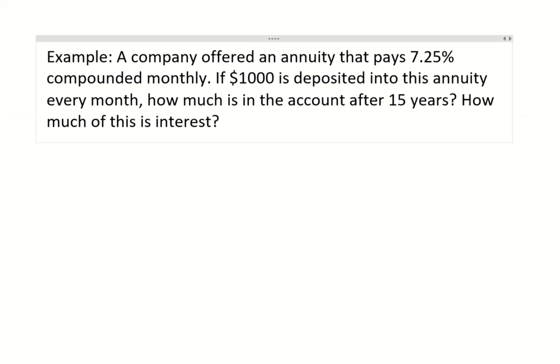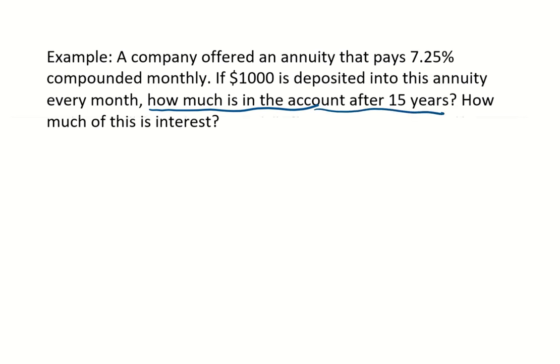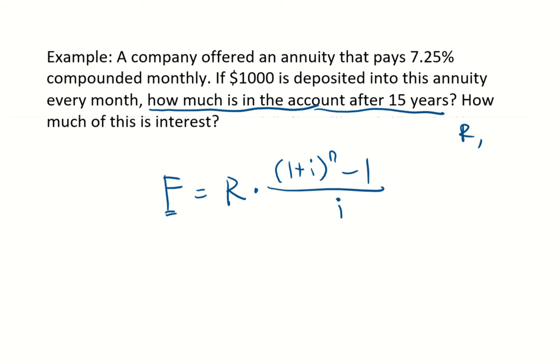Okay, let's focus on the first question here. How much is in the account after 15 years? Here we're looking for the future value of an annuity. We'll use the future value of an annuity formula. Here's the formula, and we're looking for the future value F. So we need to find the rest of the variables in this formula, which is R, I, and N. Right? We need to find those three values.